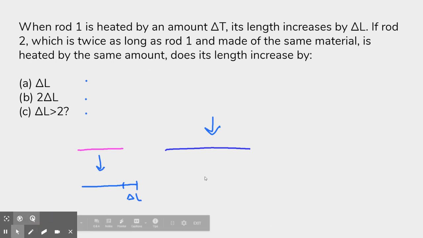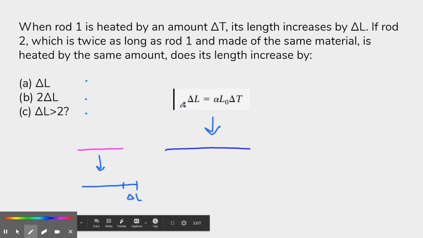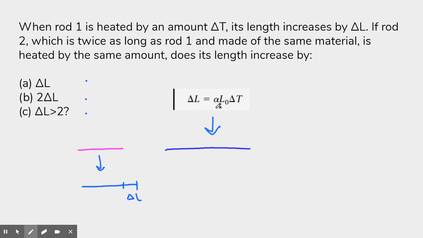And here is something that might be helpful to think about. So we know that delta L is equal to alpha, which is that coefficient, times the original length times delta T. So if this second rod is 2 times as long, then we know the expansion will be 2 times as much. So the only possible answer here is 2 delta L. So it'll increase by twice the length of this first rod.